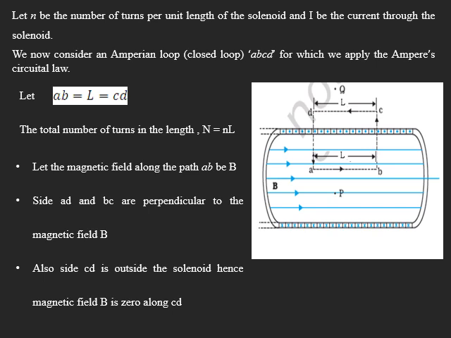Magnetic field along AB, we will be considering it as capital B. Sides AD and BC are perpendicular to the magnetic field, and side CD is outside the solenoid, which means outside the solenoid there is no magnetic field. As I told you before, you can see a point Q there. As you go above that, the magnetic field is assumed to be almost zero. So that is why we will be considering CD to be outside the solenoid and the magnetic field will be zero at that point.